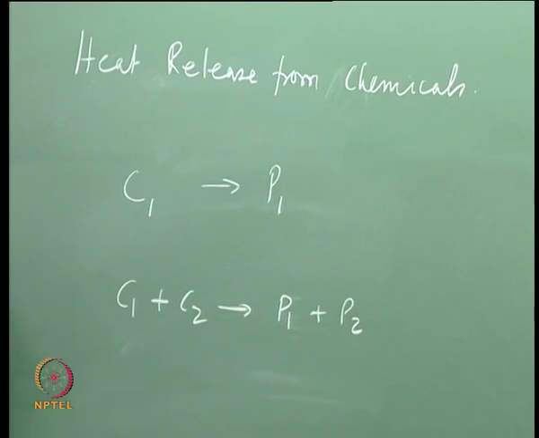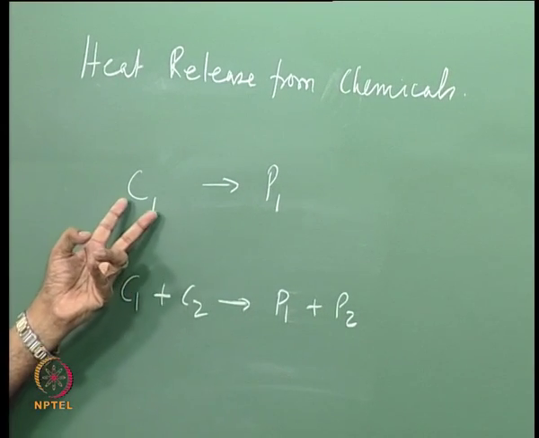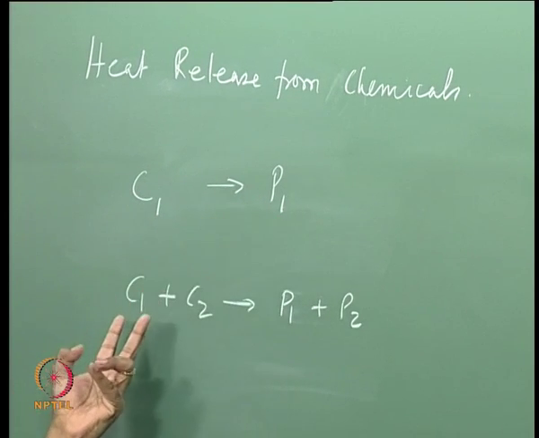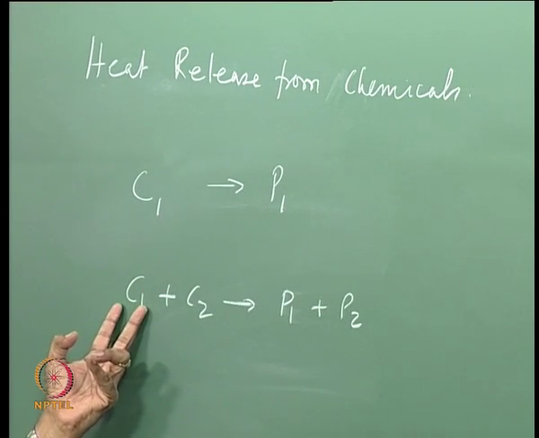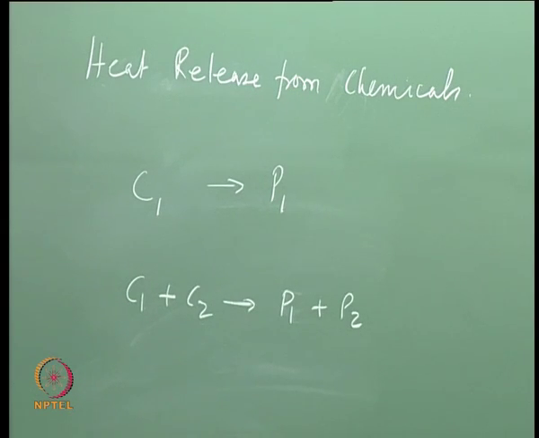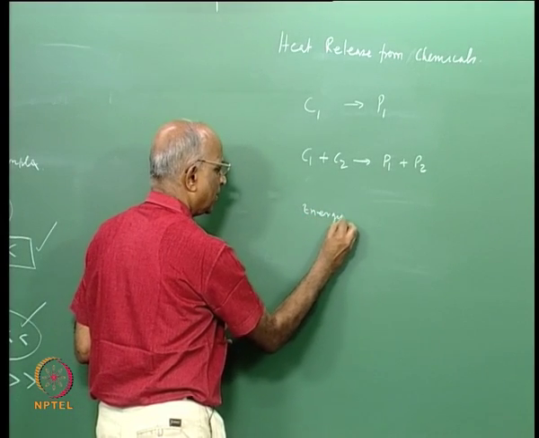Now the question is, how do I get the heat released in these reactions? These are all chemical reactions of one chemical giving products, or chemical reactions between two chemicals which give me some products. And how do we say when will I get energy from a chemical reaction?